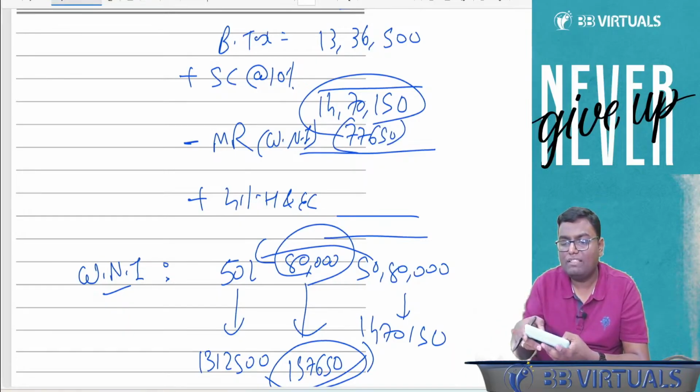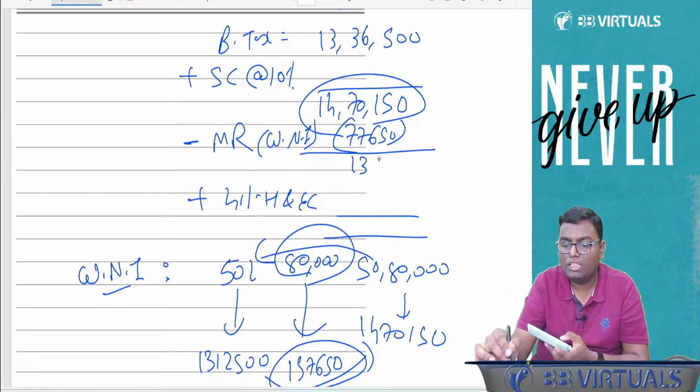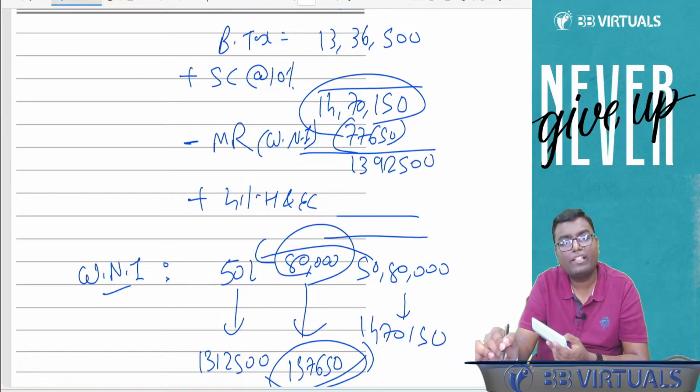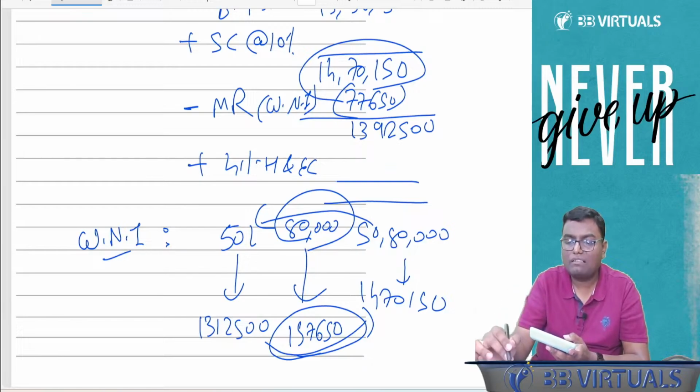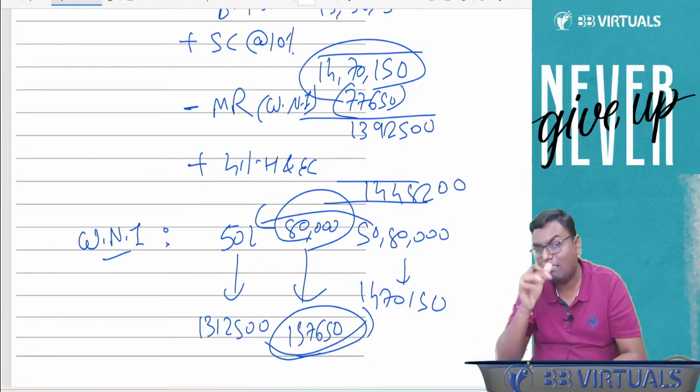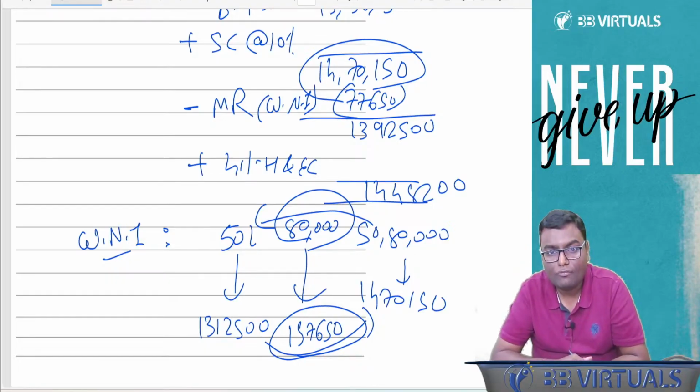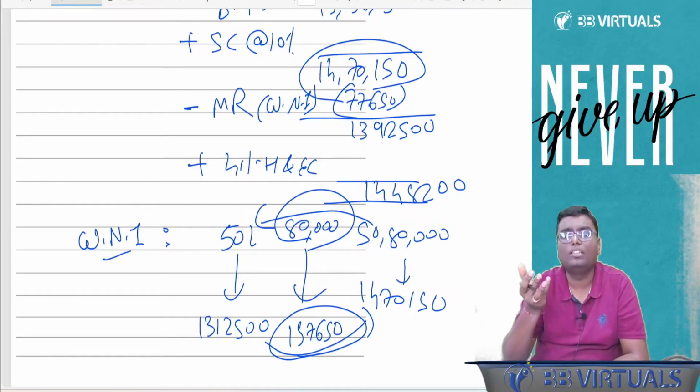14,70,150 minus 77,650, tax will remain 13,92,500. And then I will add 4% cess. 14,48,200. This is my tax payable. Acha, a question arises: is marginal relief applicable only to residents or non-residents also? To all. Marginal relief is applicable to all. If they have this kind of scenario, marginal relief will come.